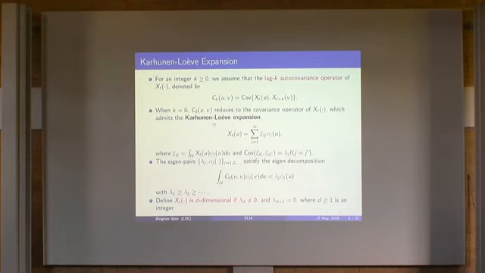Suppose for any integer k, the lag-k autocovariance operator of X can be denoted as C_k(u,v), which is the covariance of X_t at u and X_{t+k} at v. This might not be commonly used, especially if k is greater than 0. But if k is 0, then this autocovariance operator just reduces to the typical covariance operator of the true functional predictors.